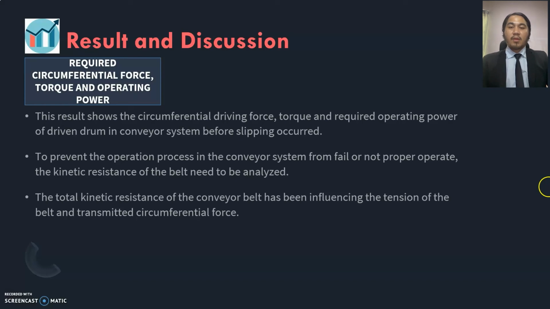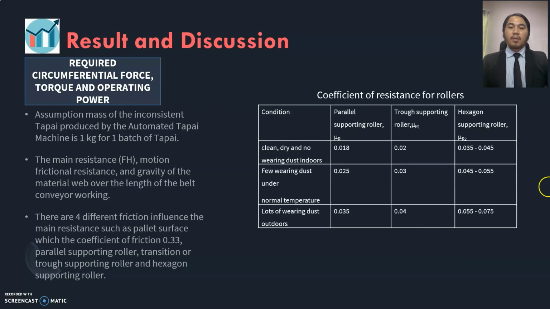To prevent the operation process in the conveyor system from failing or not operating properly, the kinetic resistance of the belt needs to be analyzed. The total kinetic resistance of the conveyor belt influences the tension of the belt and the transmitted circumferential force. The assumed mass of the inconsistent tapai produced by the automated tapai machine is 1 kg for one batch. The expected quantity for one batch is 20 units.